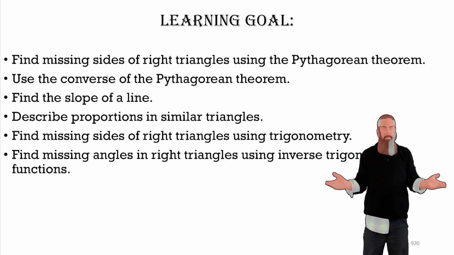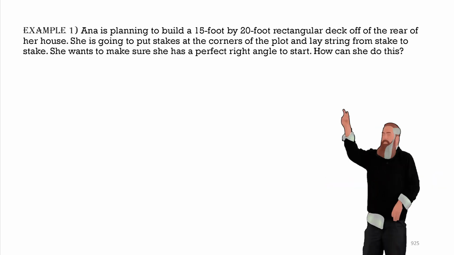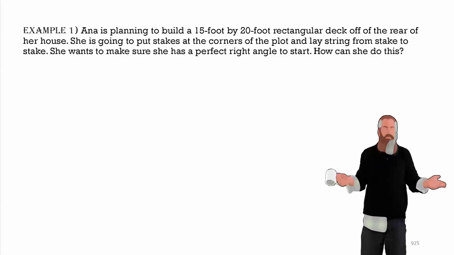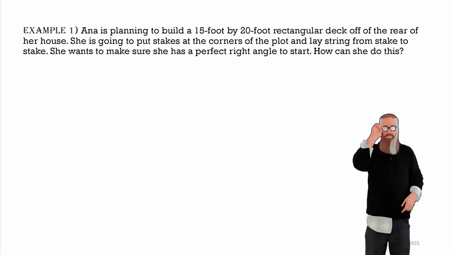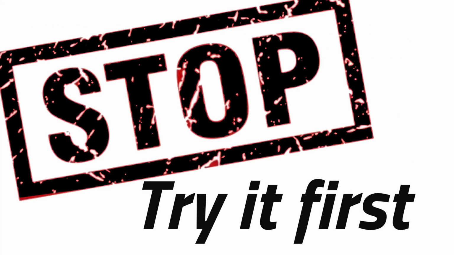Now let's find missing sides of right triangles using the Pythagorean theorem. Anna is planning to build a 15-foot by 20-foot rectangular deck off the rear of her house. She's going to put stakes at the corners of the plot and lay string from stake to stake. She wants to make sure she has a perfect right triangle to start. How can she do this?